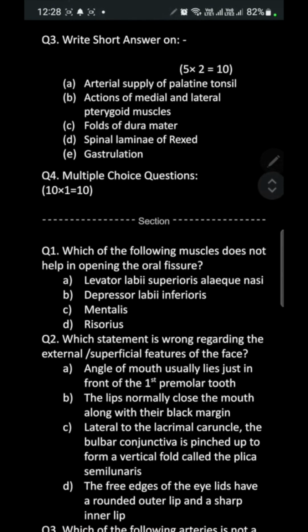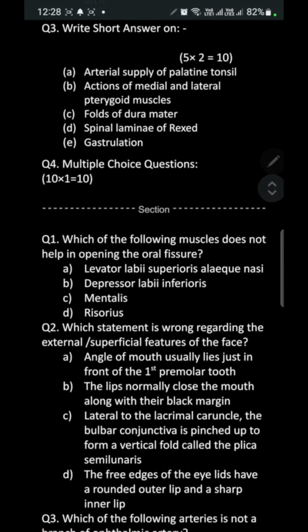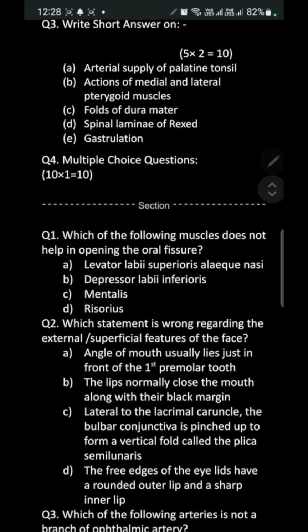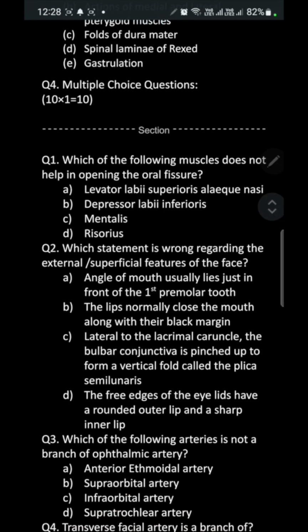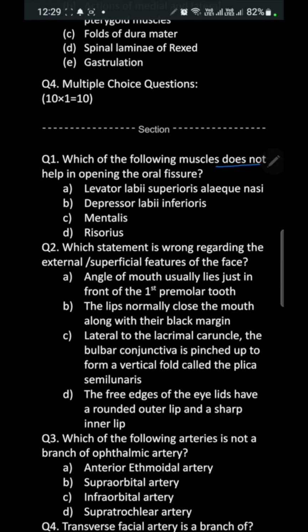Then here we come to the MCQ section, where there are 10 MCQs of 1 mark each. The first MCQ is, which of the following muscles does not help in opening the oral fissure? Does not. It means all the muscles mentioned below help to open up the oral fissure, the dilators of the oral orifice. Levator labii superioris alaeque nasi does help to elevate the upper lip. Depressor labii inferioris pulls the lower lip downwards.